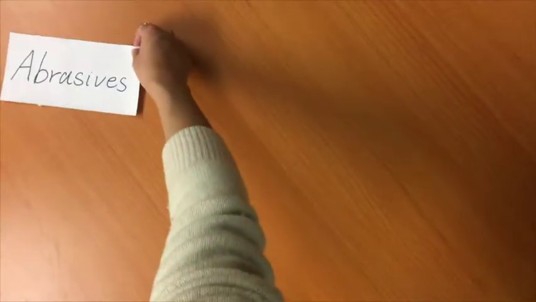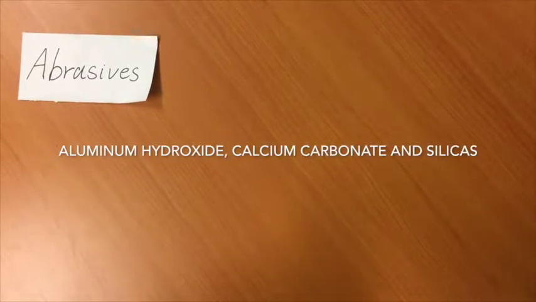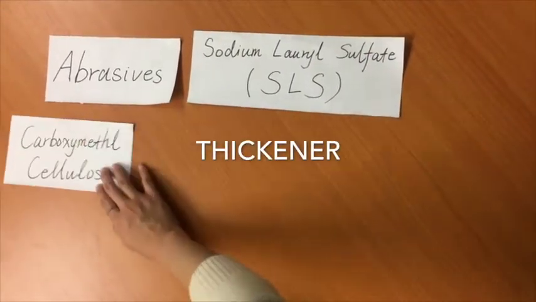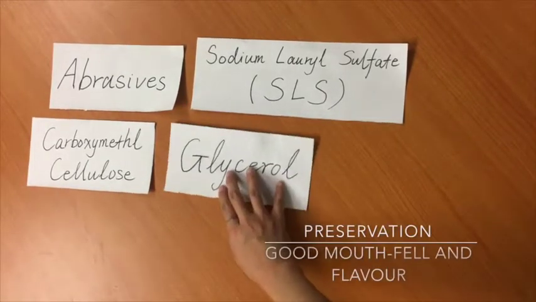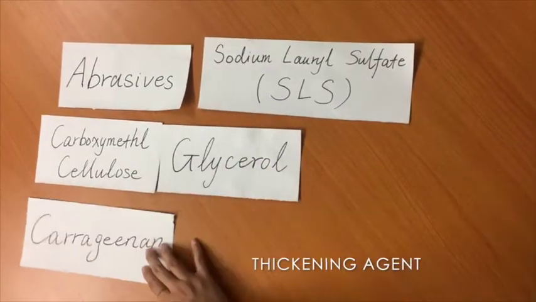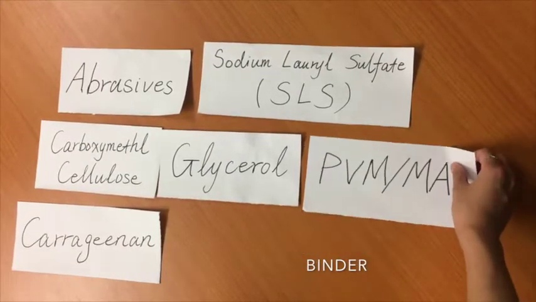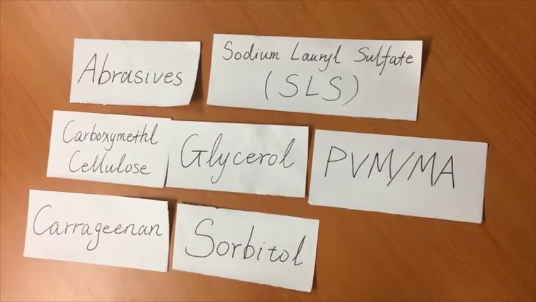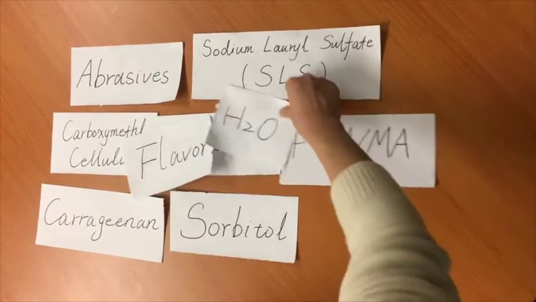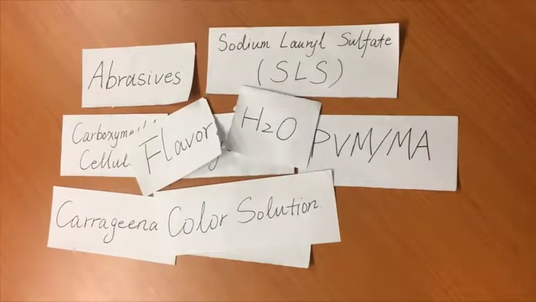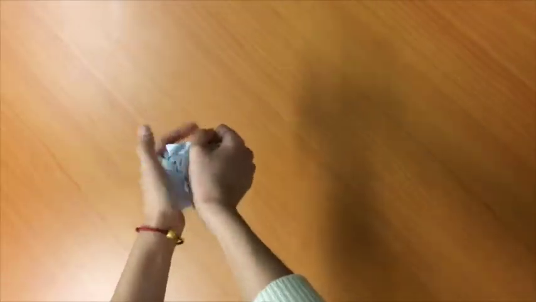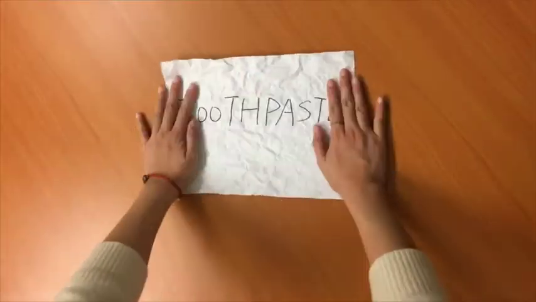We have mentioned the ingredients of toothpaste in our first video, including abrasives, sodium lauryl sulfate, carboxymethylcellulose, glycerol, carrageenan, copolymer, sorbitol, and water, flavors, and color solution. By putting all these functional ingredients together, look, we got a perfect toothpaste.